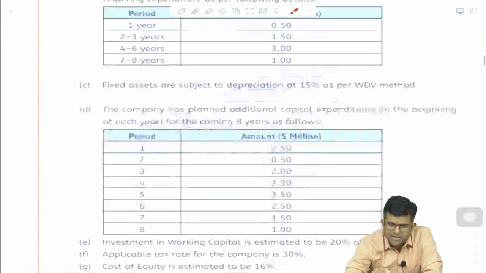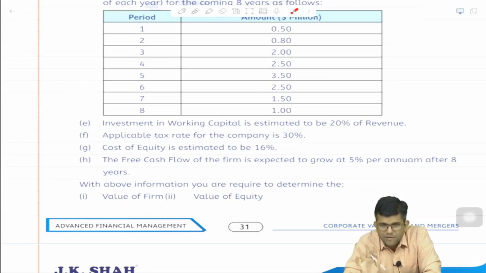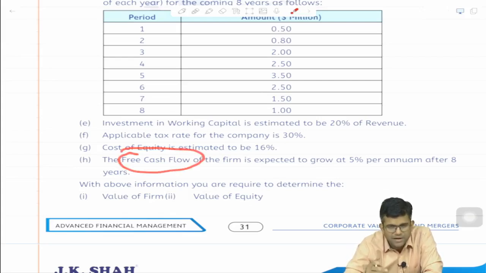But here it is simple, because they are saying forget all this. Whatever FCFF you got at the end of year 8, that only you take and grow it at 5% forever. Everybody, are you able to understand? So for year 9 FCFF, you need not worry about what its sales will be, what its EBIT will be, the offsetting of depreciation and capex, or working capital. They are saying don't think about all of that, like you did in the earlier question. Just take the FCFF of year 8 and start growing it at 5%. Everybody clear? Which is why in the table, the working note, we will make only till 8 years.